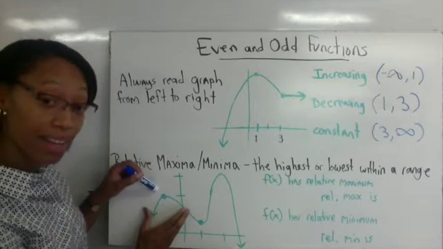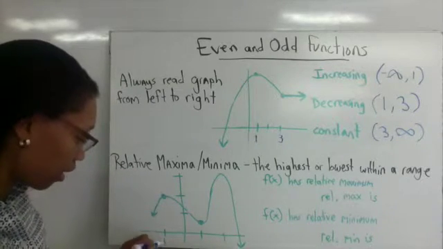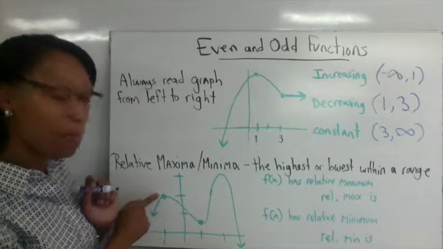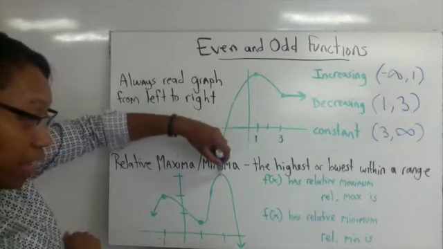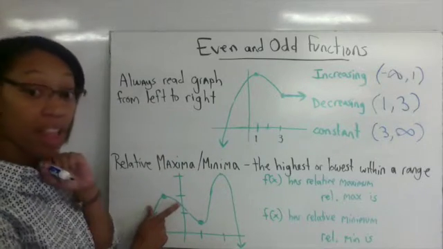It's a relative maximum right here at -1. Okay, I have a relative maximum. It's not the overall maximum of the function, is it? Because the function gets higher over here. But even so, this is considered a relative max.